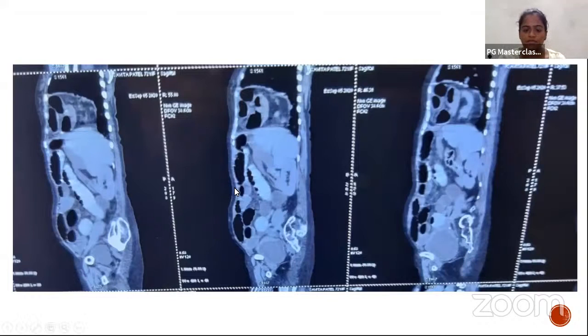These are the CECT images of the patient. As we can see, bowel loops have herniated into the thorax from the anterior part of the diaphragm. Very well seen.